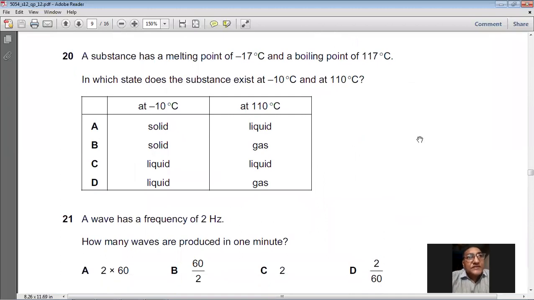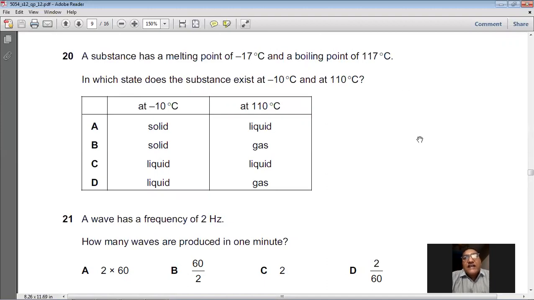A substance has a melting point of minus 17 degrees centigrade and a boiling point of 117 degrees centigrade. In which state does the substance exist at minus 10 degrees centigrade and at 110 degrees centigrade? So its melting point is minus 17 degrees centigrade. Minus 10 degrees centigrade is a higher temperature than minus 17 degrees centigrade, so the thing will be in the liquid form. So at minus 10, the thing should be in the liquid form.